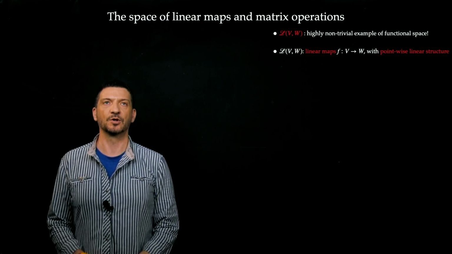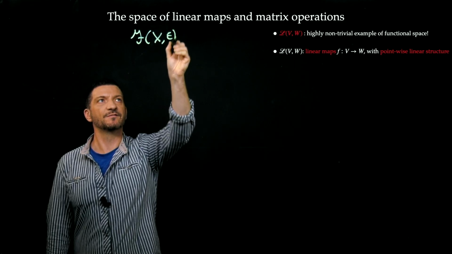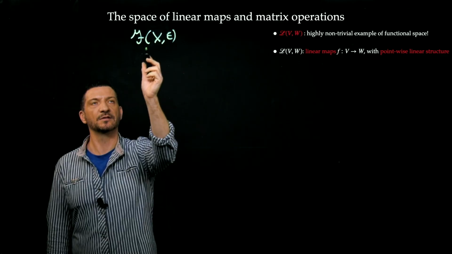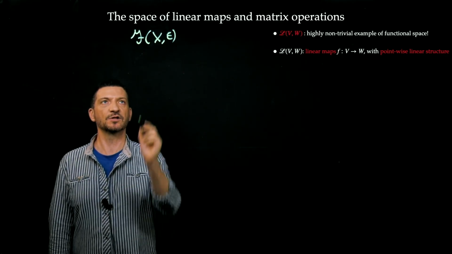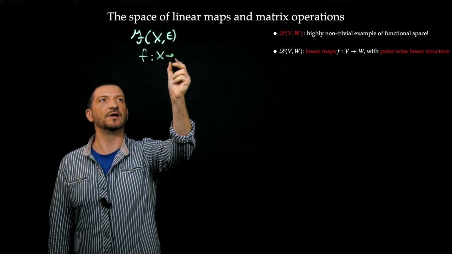In the first chapter, we have introduced the concept of functional space. If X is a set and E is a vector space, then the elements of this functional space are the functions defined on X with values in E.